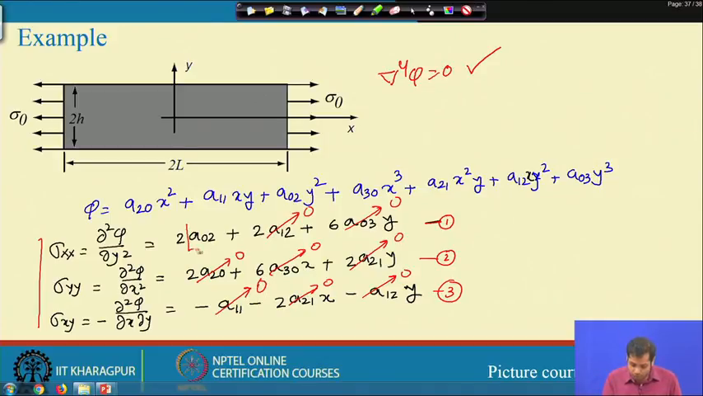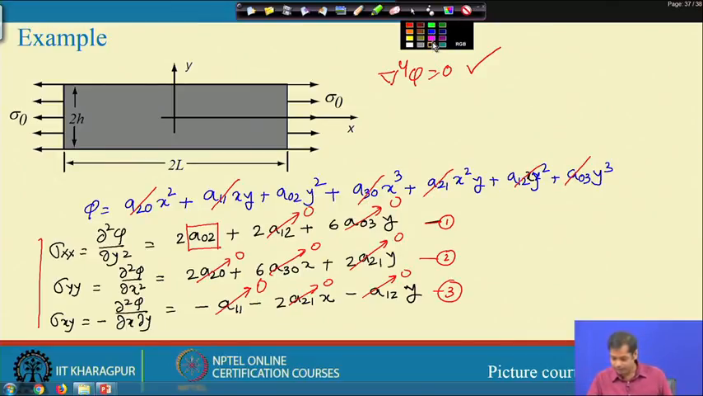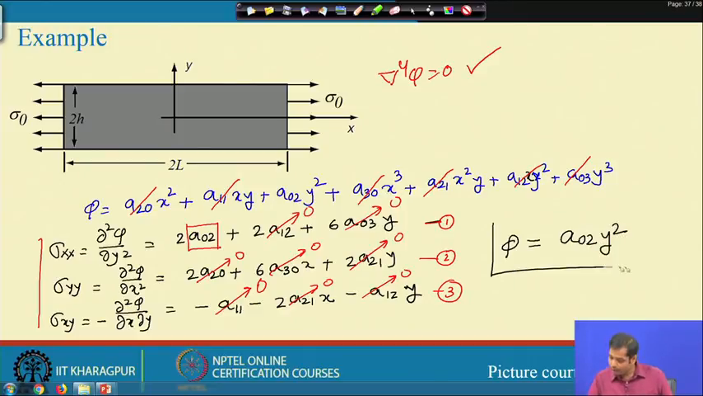Only constant non-zero will be A02, and if A02 is non-zero, means all these others are 0. So, then essentially we have expression of phi is equal to A02 y square. You see, we could have started with quadratic polynomial, then also we could have arrived at this. Okay. We started with cubic polynomial to show you this exercise, that how to apply these boundary conditions.